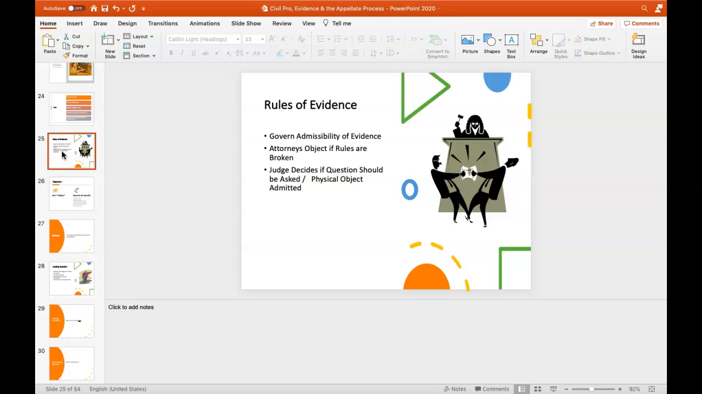We are now going to turn to discuss the rules of evidence. The rules of evidence govern the admissibility of evidence. Attorneys object if the rules are broken. The judge decides if a certain question should be asked or if a physical object should be admitted.